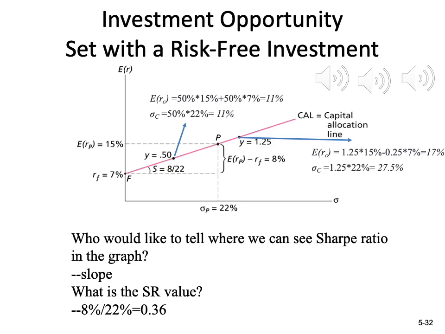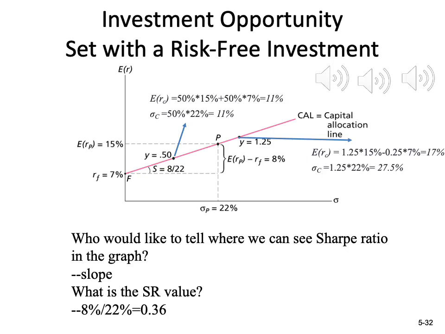The complete portfolio standard deviation will be 50% of the risky portfolio's, so 50% times 22% standard deviation. That is 11% standard deviation. So that is one choice of complete portfolio, which lies on the point where y equals 50%. If we increase the percentage put in the risky portfolio, say in the extreme case, we put 125% of our money in the risky portfolio, so y will be 1.25.